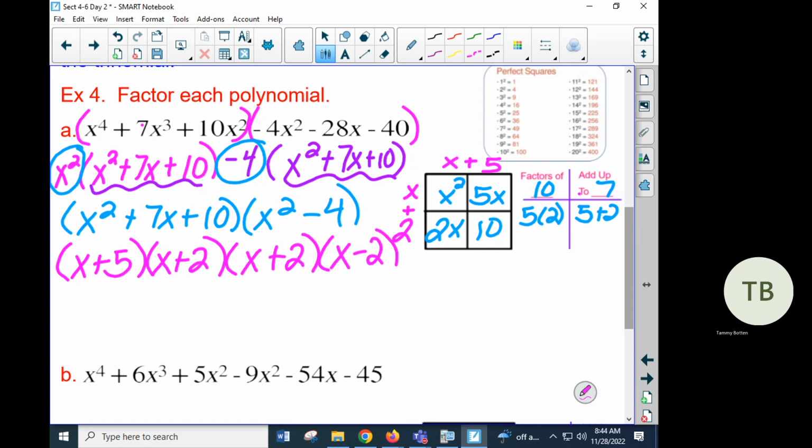This is difference of squares. So you're going to have a plus and a minus. If this is x squared, we do an x and an x. And if that is 4, we take the square root of it here and here. And so this is our answer then.